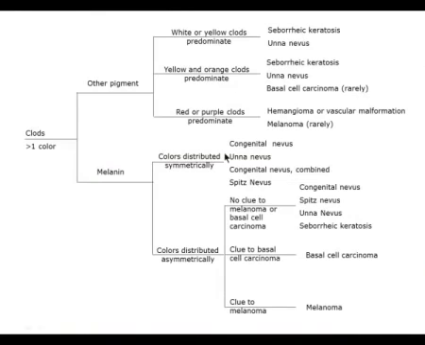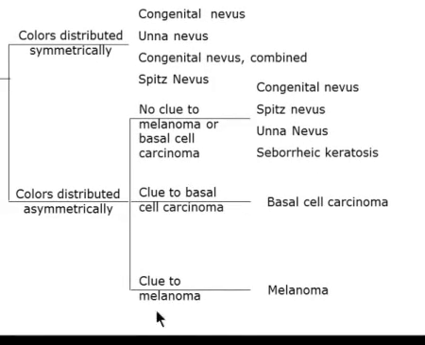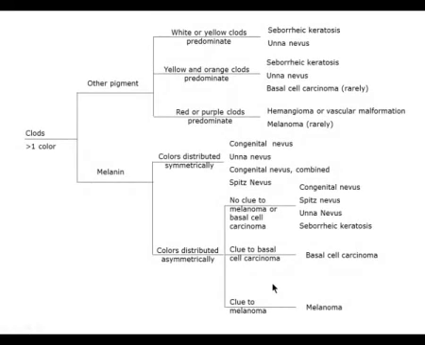If the colors are distributed asymmetrically, we have to look for clues to basal cell carcinoma or clues to melanoma. And sometimes we can differentiate between basal cell carcinoma and melanoma. Here we have multiple clods. The clods are blue and brown. And there's also a structureless part. But we have also some clues to malignancy. Gray clods, yes, a polymorphous vascular pattern.